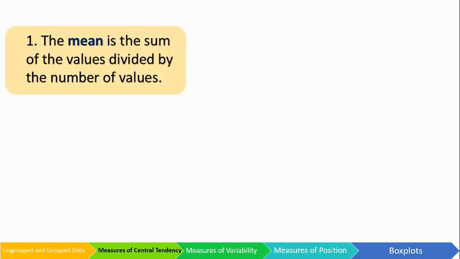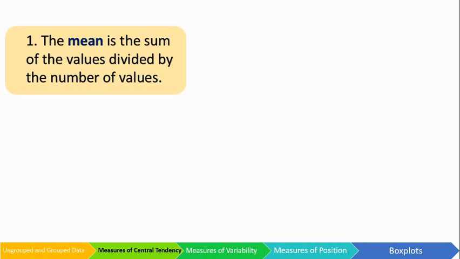The first measure of central tendency is arguably one of the most popular and widely used statistical measure. This is the mean. The mean is really just the sum of the values divided by the number of values. In everyday usage, we call this the average. However, in its strictest sense, all 3 measures of central tendency are averages.